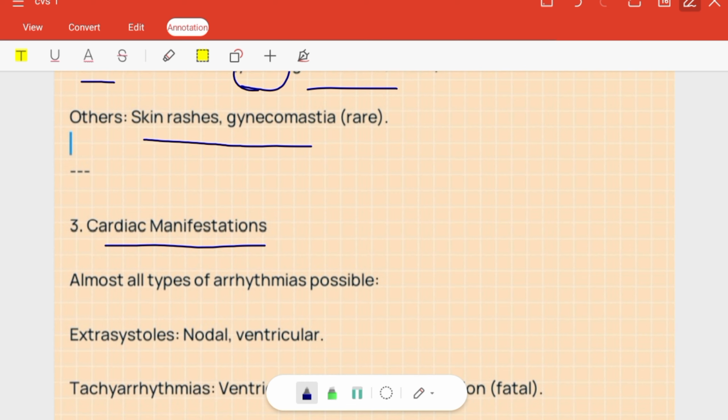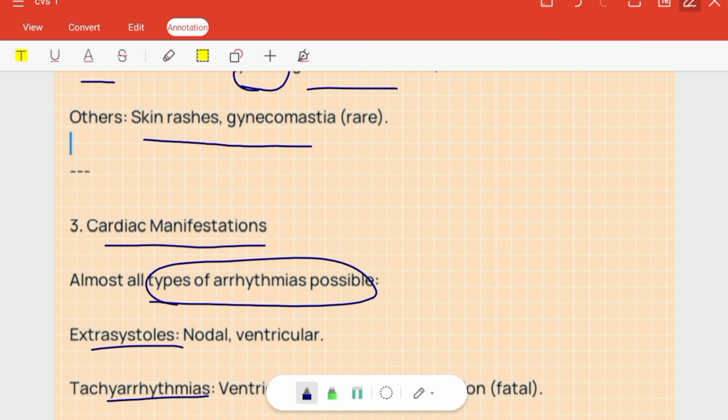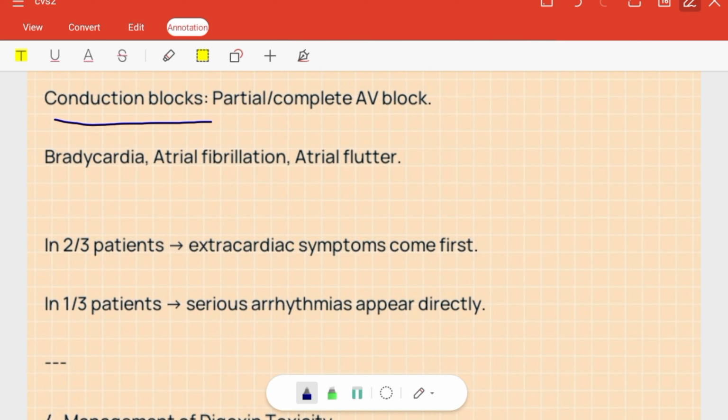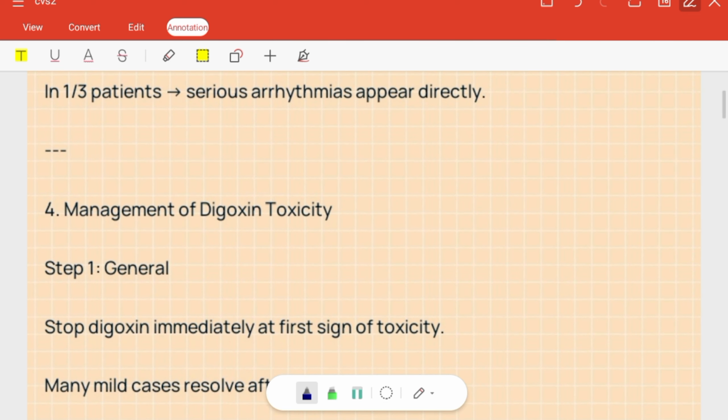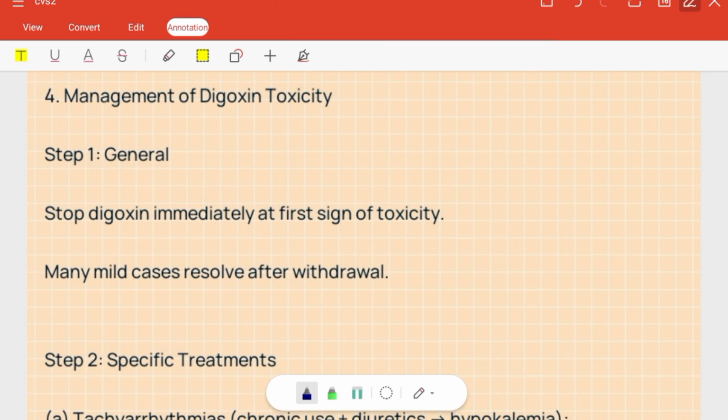Next is the cardiac manifestation. It causes all types of arrhythmia because there is accumulation of calcium. So extrasystoles, tachyarrhythmias, and it also causes conduction blocks, bradycardia, etc. And how to manage digoxin toxicity?